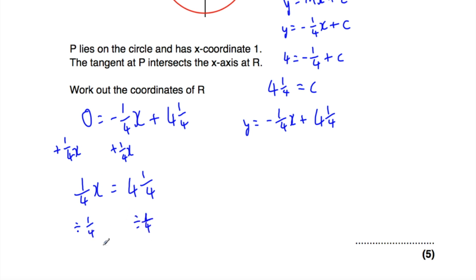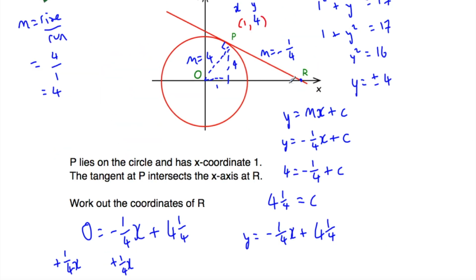It's a calculator question, so we can just divide both sides by a quarter. A quarter x divided by a quarter would just be x. We're dividing by a quarter to get rid of the times by a quarter. And on the right-hand side, we've got 4 1/4 divided by a quarter. If you type that into your calculator, 4.25 divided by 0.25, or 17 quarters divided by a quarter, you're going to get 17. So that means that x is equal to 17, so it crosses the x-axis 17 across.